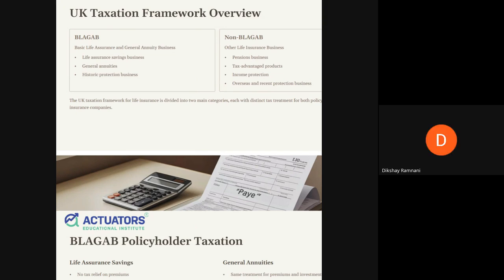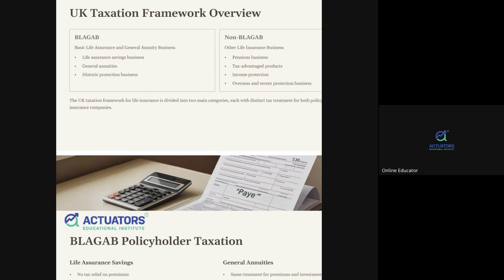What is so different about protection business before 1st of January 2013 that it is under BLAGAB? Earlier, protection business was included under BLAGAB. It was only after 2013 that protection business was moved from an I minus E basis to the trading profit basis. They realized that trading profit is more suitable for protection business.